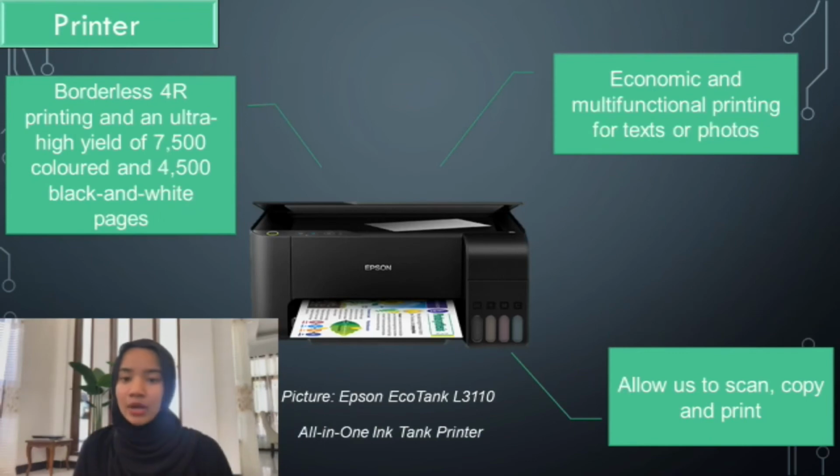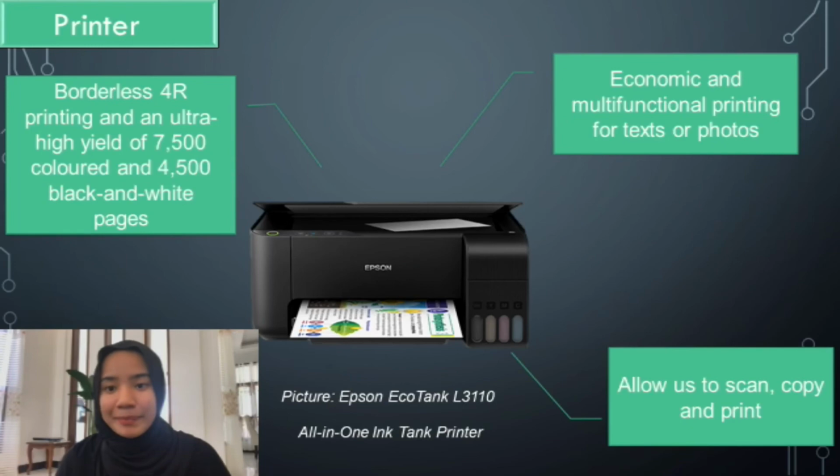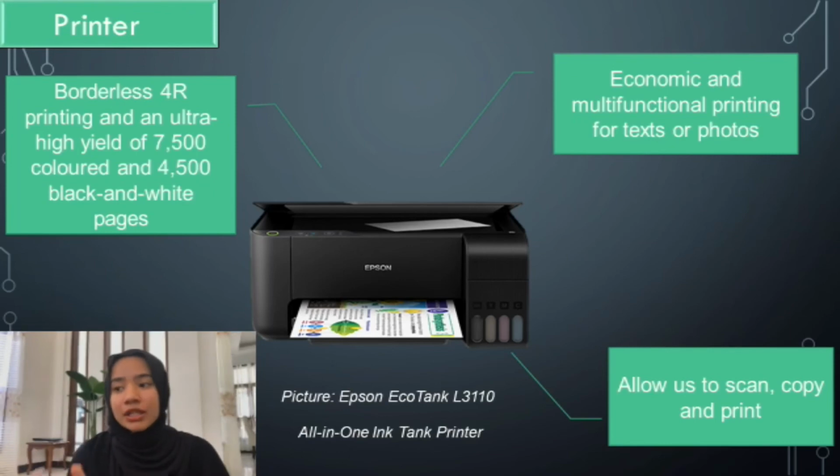The third output device that we are going to recommend is the printer. The printer will help Nawal in printing text or pictures or anything regarding her works and assignments. The printer that we are going to recommend is very suitable for her, especially because she is a student. This printer is the Epson EcoTank L3110 all-in-one ink tank printer.